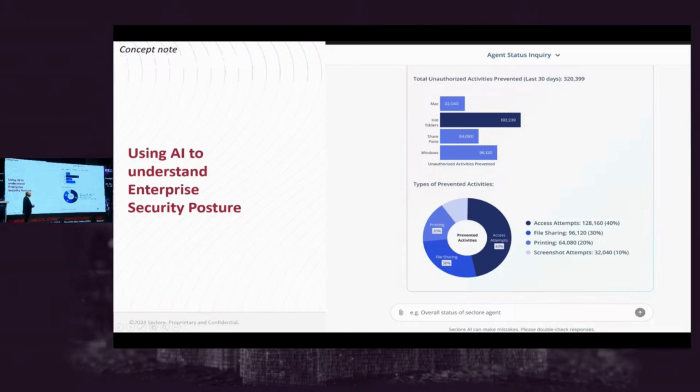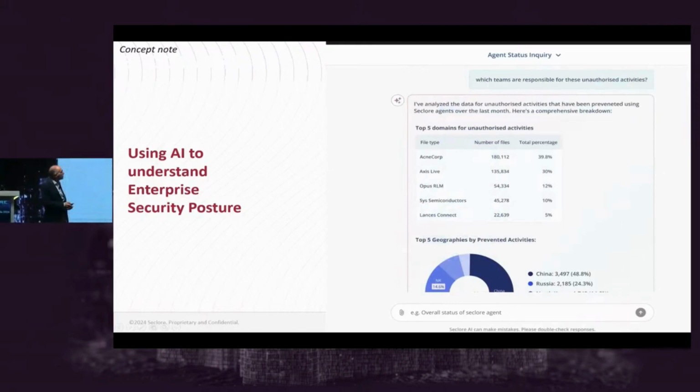Where did we help you? In some cases, this was access attempt. Somebody was trying to access a file that potentially was seclored or protected. Some of them is file sharing. Some where somebody tried to print a document that wasn't supposed to be printed, and we had set a tag for not printing. And or somebody's been trying to do screenshots.